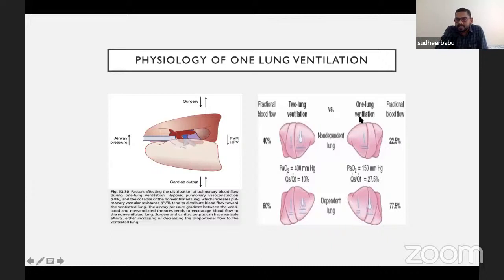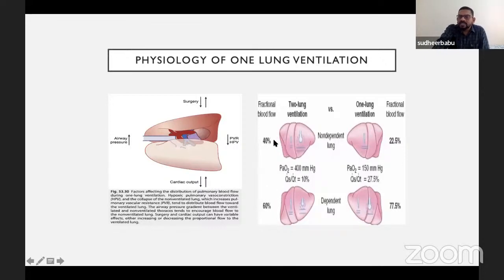So you can see the screen, right? This is the non-dependent lung and the dependent lung. Normally the non-dependent lung receives 40% and the dependent lung receives 60% of the cardiac output. But among that, 10% overall in lateral position will be venous admixture. So this 10%, if you divide between the two lungs, then it becomes 35 and 55.